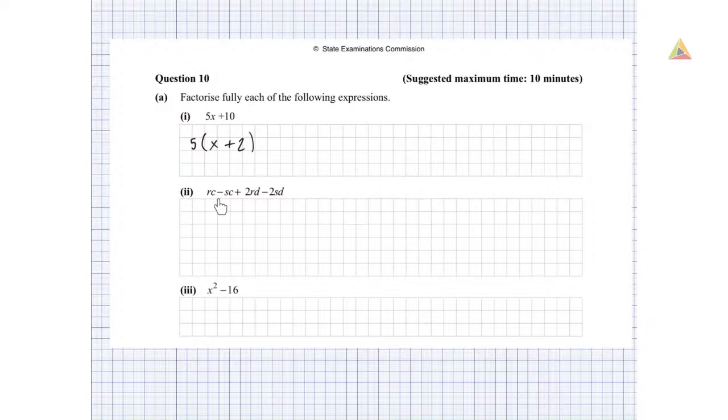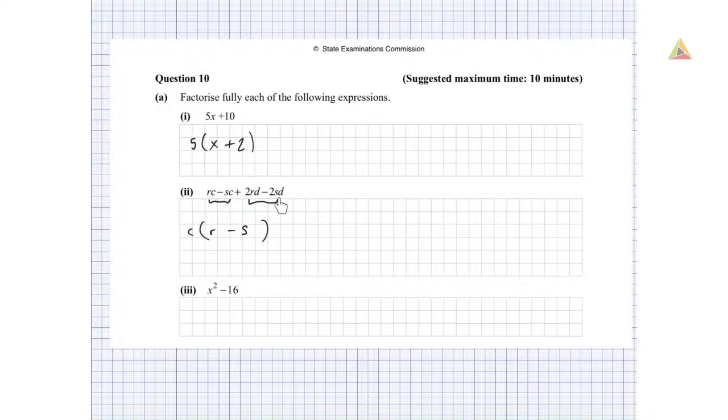So I'm going to put these two together and I'm going to put these two together. So I'm just going to draw that in. So I'm going to put these two together and these two. So what's common to both RC and SC? So it's going to be C. What multiplied by C gives me RC? So it's going to be R. What multiplied by C gives me minus SC? So it's going to be minus S.